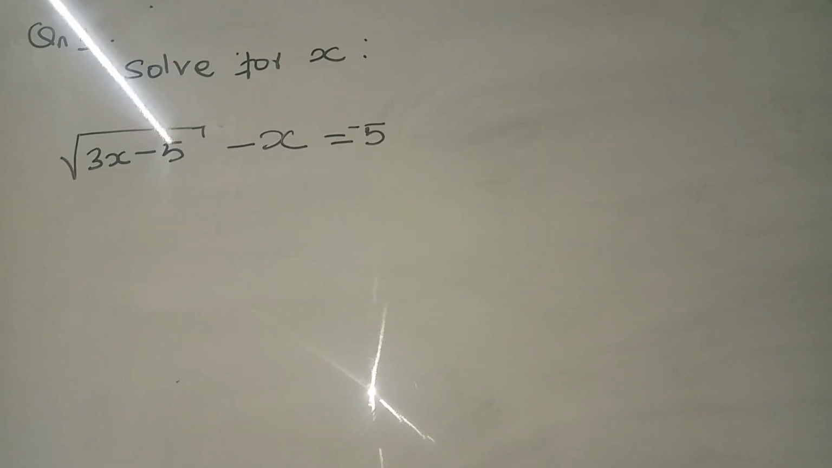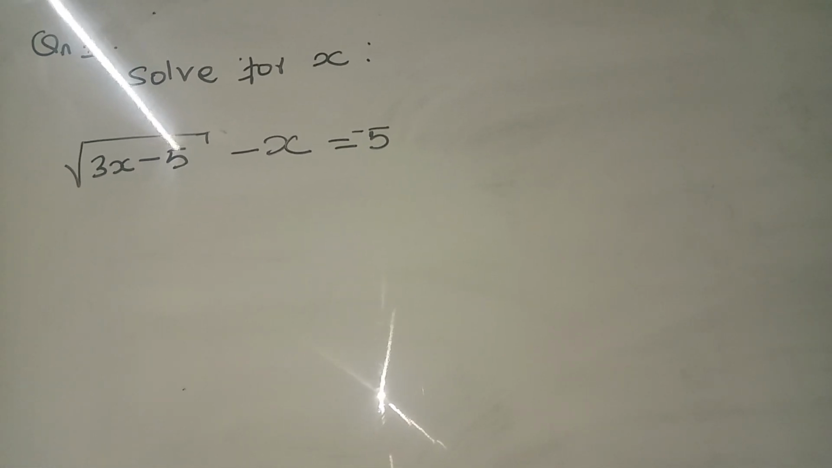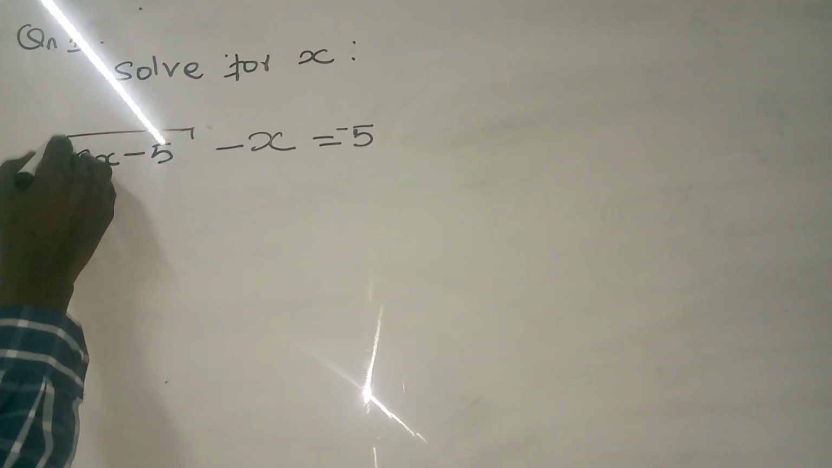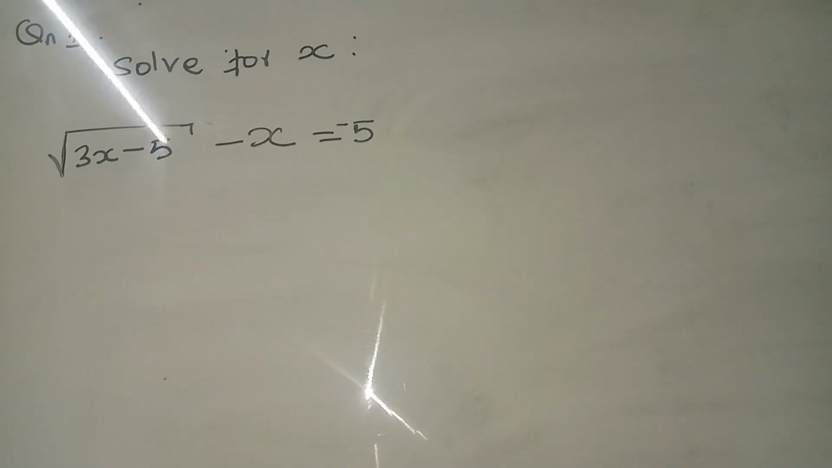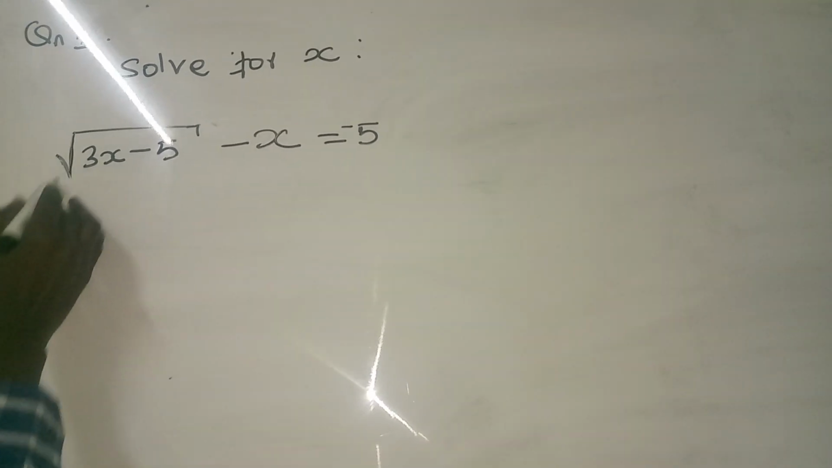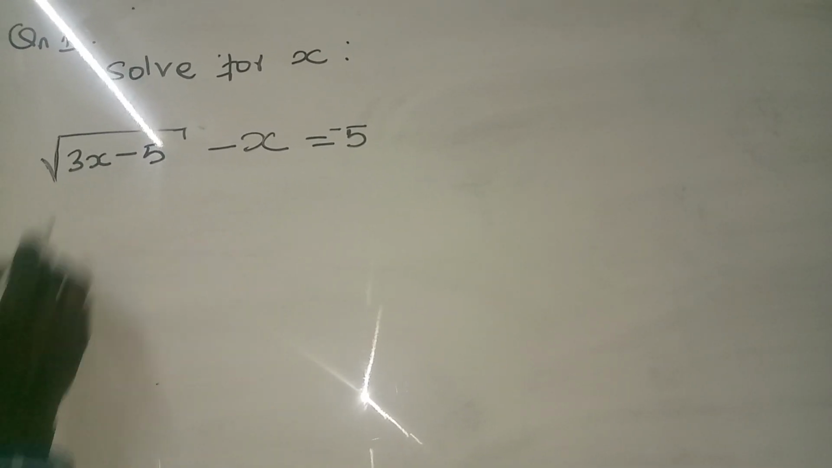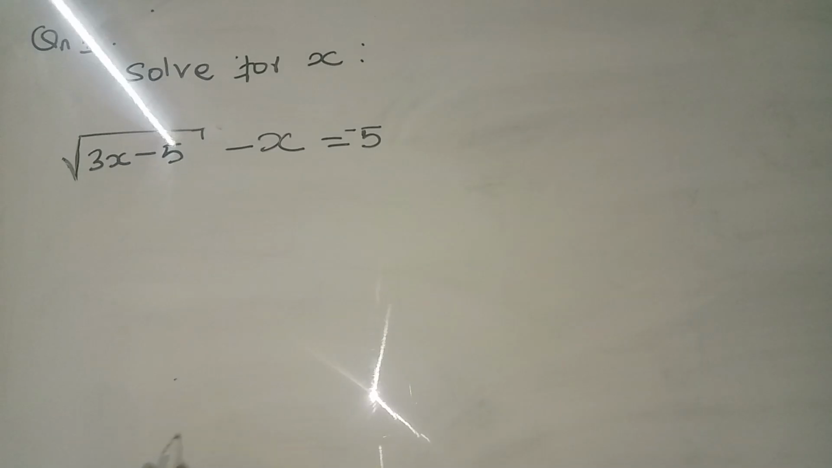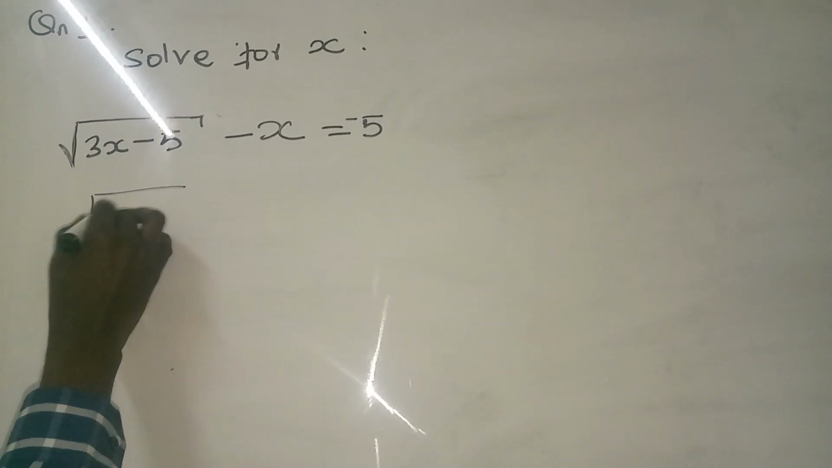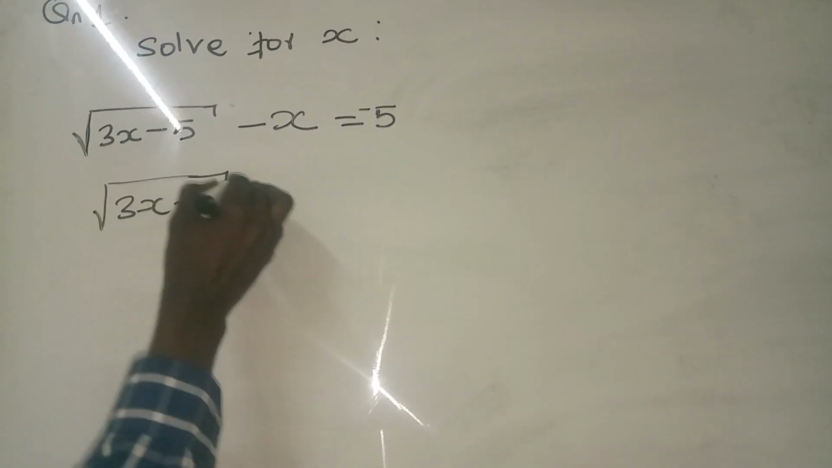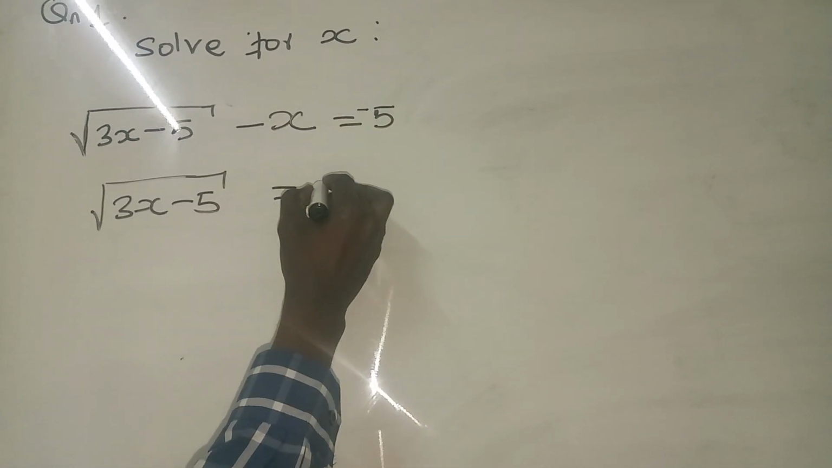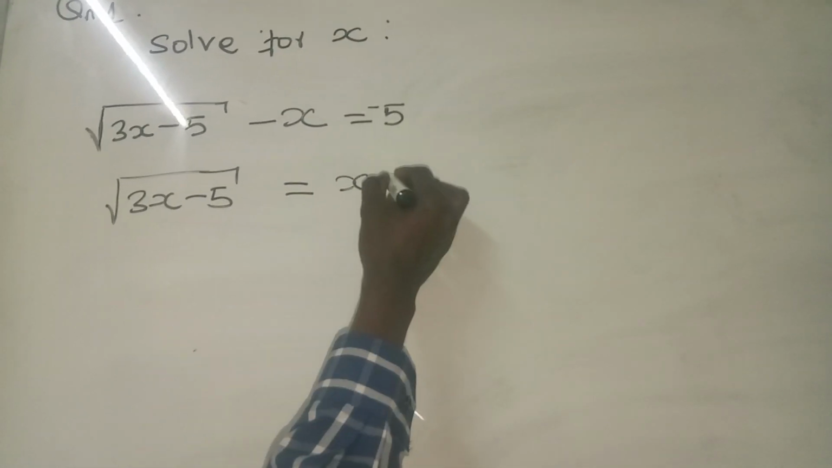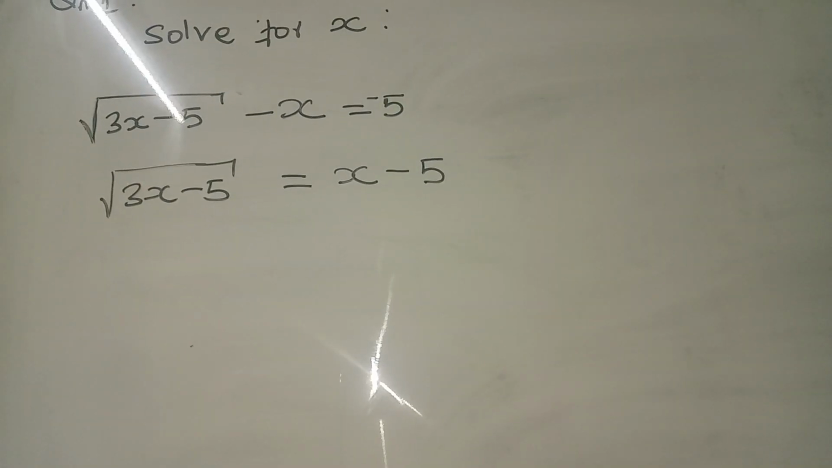That is negative 5. Now for this one, we cannot square yet, because we are supposed to remove the root of 3x minus 5. There is no way you can proceed with this root. So we make sure that whatever is not in the root, we put on the opposite side, and that leaves the root of 3x minus 5. Then this is equal to, when we put x the other side, minus x becomes a positive x. Then this is minus 5. So it's going to be x minus 5.